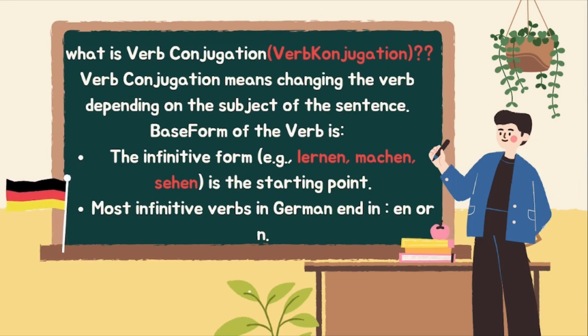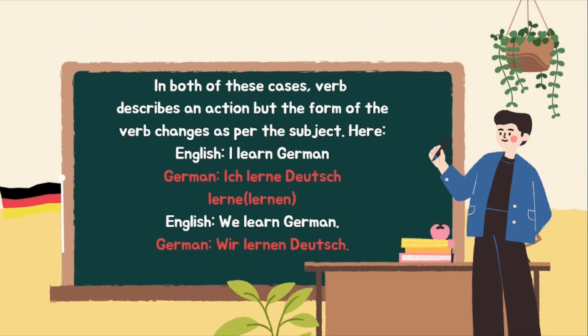And one more thing I want to say you, most infinitive form of the verb in German have ending en or n. So I'll give you two examples. These examples are taken from first slide. In both these cases, verb describe an action, but the form of the verb changes as per the subject of the sentence. For example, in first example, the subject is I, or in German, ich. With ich, the verb is conjugated as lerne. But with the next example, with wir or we, the verb is lernen. Why is this difference? This difference is due to the subject. It is conjugated in the sentence. While in the first sentence, the subject is ich. In the second sentence, subject is wir.